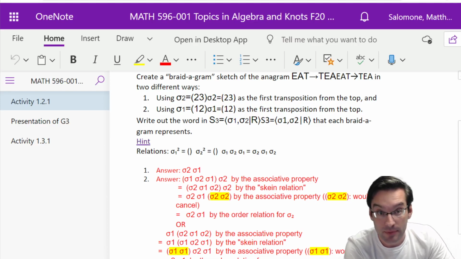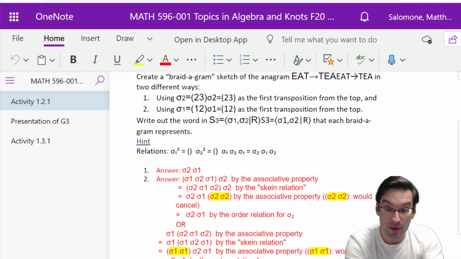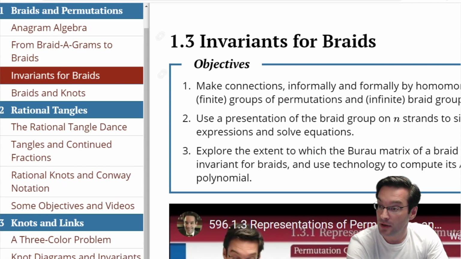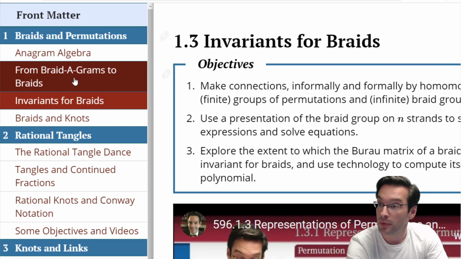So let's wrap up activity 1.2.1. This was our introduction to the generators and relations viewpoint of group theory. And we were using, at the time, anagrams and, by extension, Braid-a-Grams as our algebraic object of study. And so the first things I asked you to do on that assignment, I'm going to dial back to it here right in our book, from Braid-a-Grams to Braids.